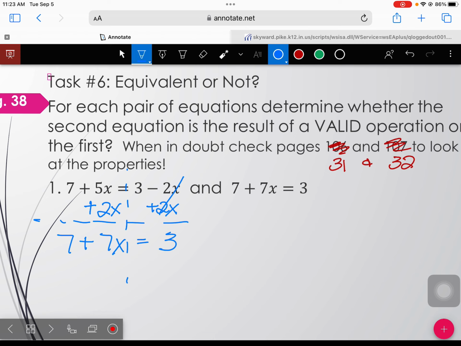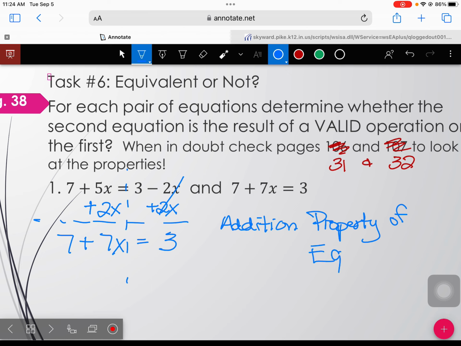Property of subtraction. Ooh, not subtraction. No, we didn't distribute. I was saying it wrong. Property of equality. Yeah. No, not subtraction. What is it? Addition. Addition property of equality is what I want to call it, however it is in there.